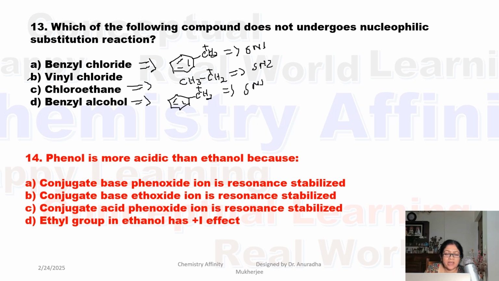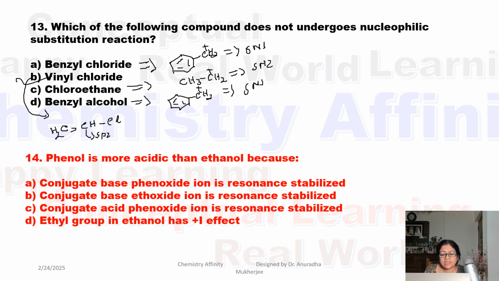But vinyl chloride, this is the structure of vinyl chloride, where this carbon is sp2. So vinyl chloride cannot form vinyl carbocation, so it will not undergo nucleophilic substitution. Correct option is option B.